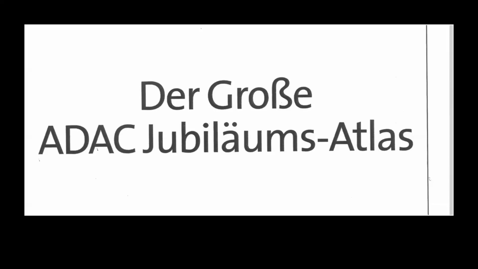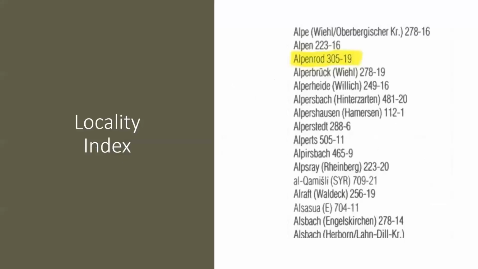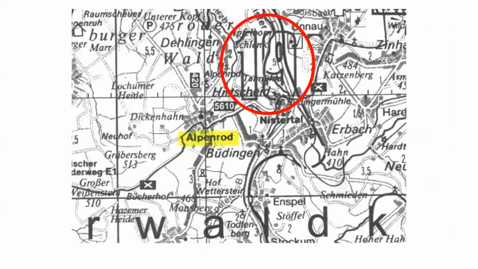The next atlas is Der Große ARI ADAC Jubiläums Atlas. Again, it is an atlas of modern Germany. It differs in that the scale is 1 to 100,000, where 1 centimeter equals a kilometer. It is twice as detailed as the previous auto atlas. The locality index in the back is a little different for Alpenrode. It gives page number 305 and the coordinate number 19. Turning to page 305, we find block numbers listed numerically on the page. Within block 19, we find Alpenrode.